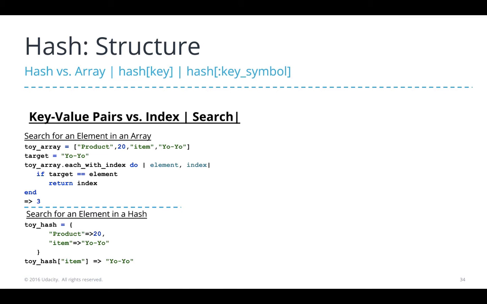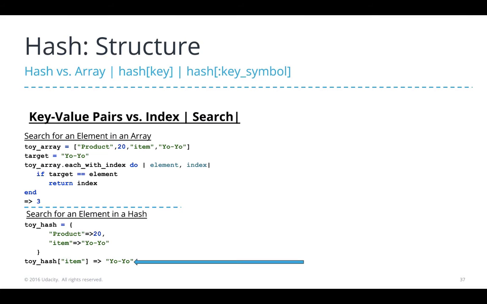Now let's examine how we would search for an element in a hash. Here we have a toy hash, which is made up of two key value pairs: product as a string and key, and 20 as its value, and item as a key, and yo-yo as its value. We simply examine the toy hash and examine the key of item, and it returns the value of yo-yo.